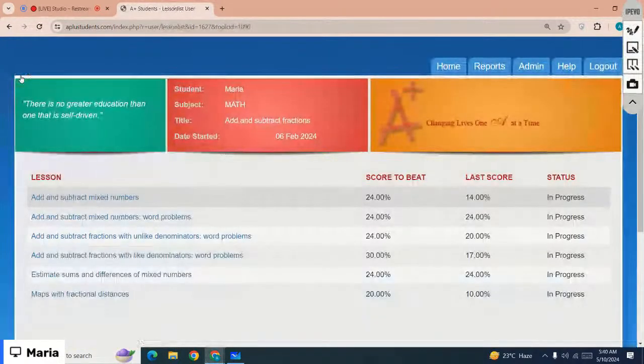Okay, so we were working on grade 6 math. The chapter we are working on is add and subtract fractions. The lessons we have covered today are add and subtract numbers, add and subtract fractions with unlike denominators word problems, estimate sums and differences of mixed numbers, and maps with fractional distances, right? So please make sure before the next session you complete all the practice questions from the lessons we did today. That is your homework until next session, right?